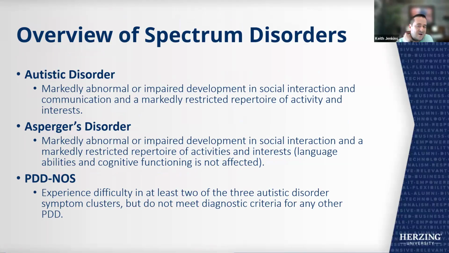So, quick overview here. Autistic disorder. The primary symptoms of autistic disorder are markedly abnormal or impaired development in social interaction and communication, and a markedly restricted repertoire of activity and interest. Diagnosis requires the presence of 6 or more of the 12 symptoms, with at least 2 being symptoms of impaired social interaction, at least 1 being a symptom of impaired communication, and 1 being a symptom of restricted repertoire of activities and interest. Students with autistic disorder typically have some degree of mental retardation as well.